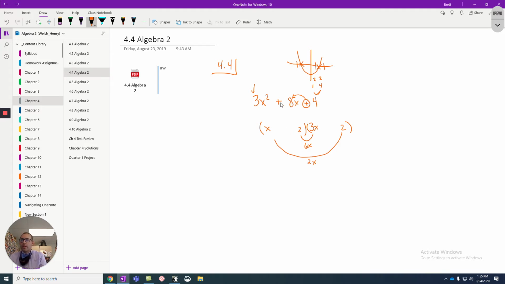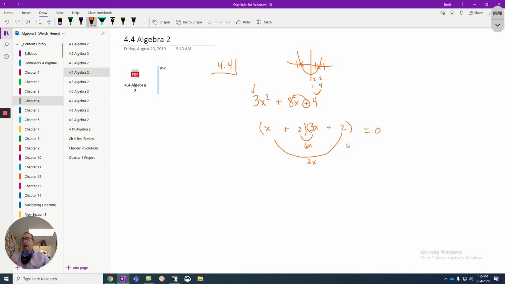Right here we go, 4 is positive, so the signs match. To get a positive 8, I'm going to need some pluses. And so we factored it, and that's great. If we get to the section where we're asked to solve, we actually have to go one step further. We'll say that it equals 0.